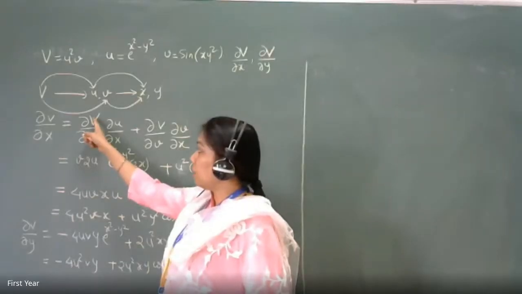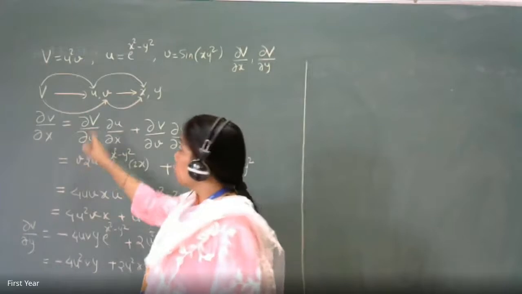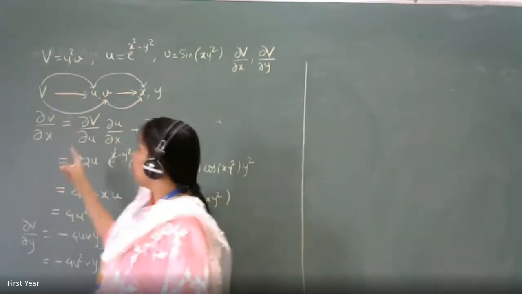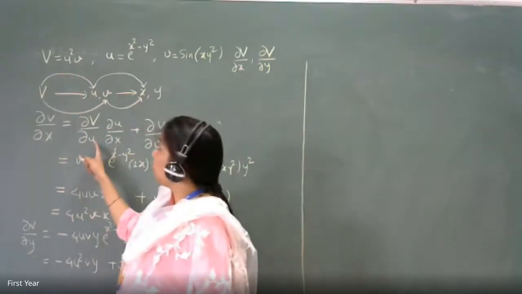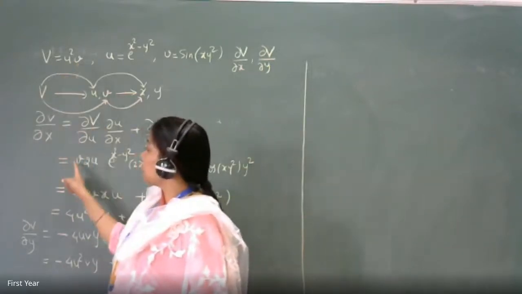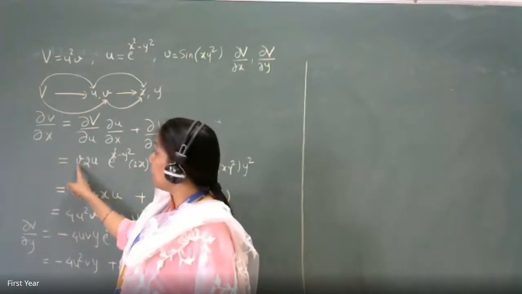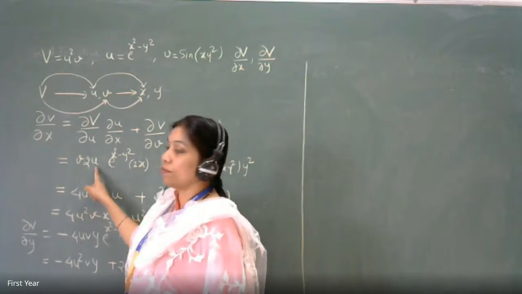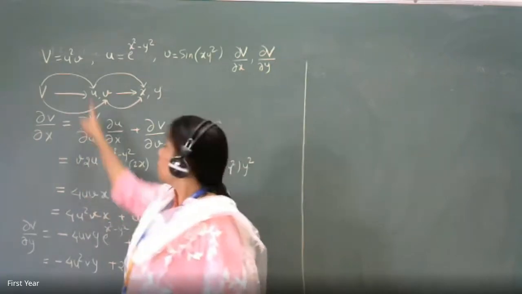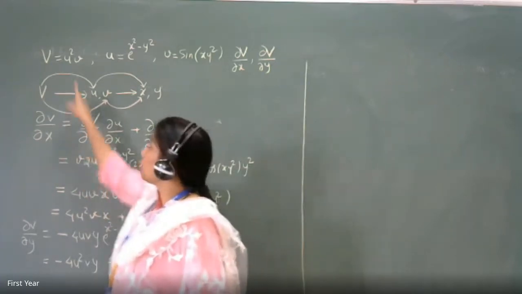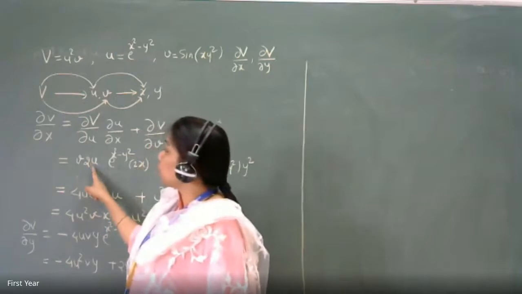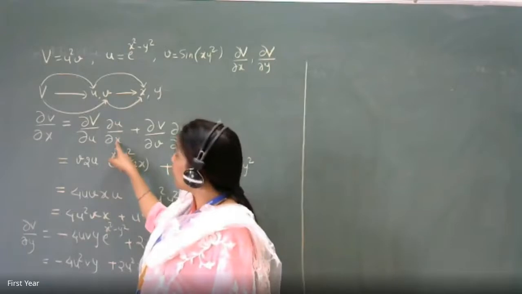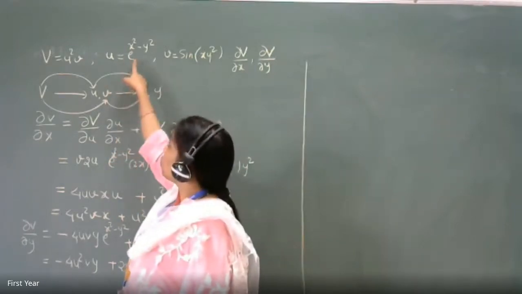Capital derivative of capital V with respect to u. So which function am I going to use? I'll be using this function. The derivative of B with respect to u, and then small b will remain constant, as it is. The derivative of u square with respect to u is 2u. So b into 2u, multiplied by del u by del x, the derivative of u with respect to x.